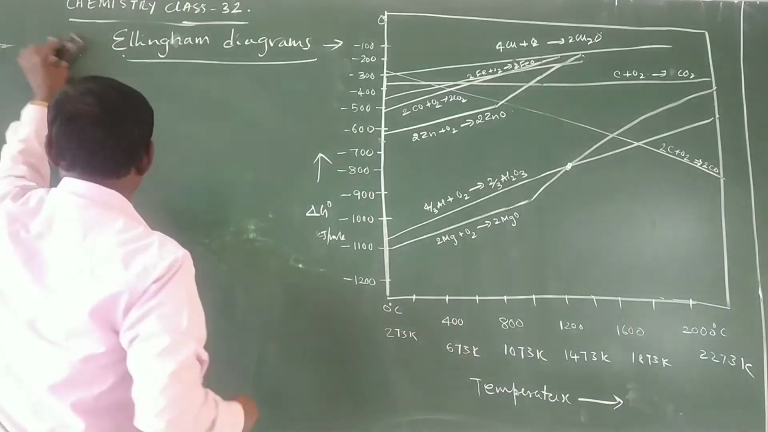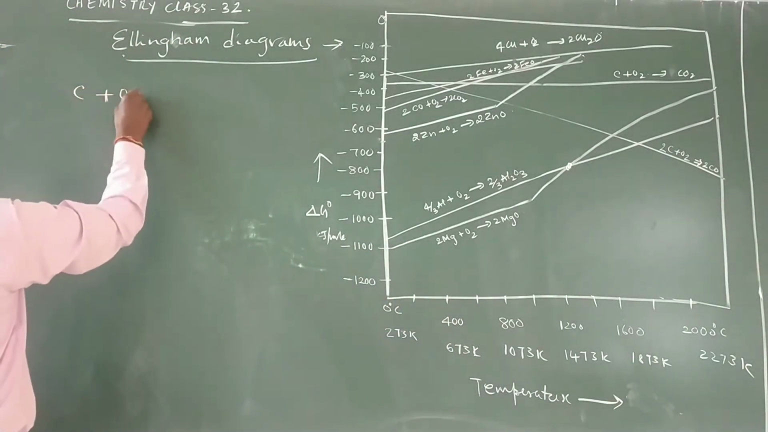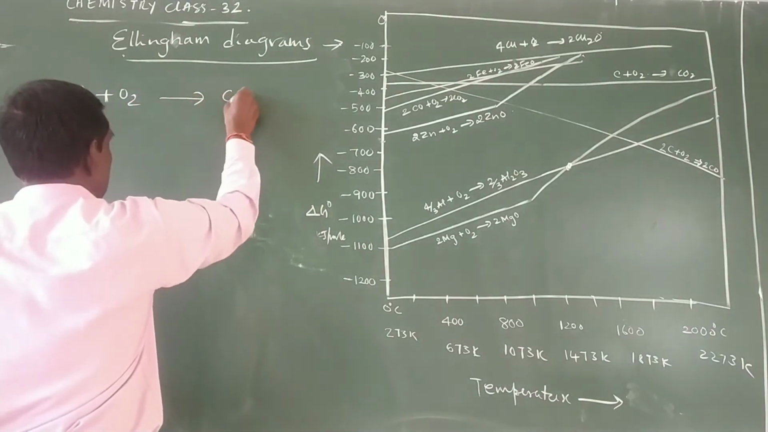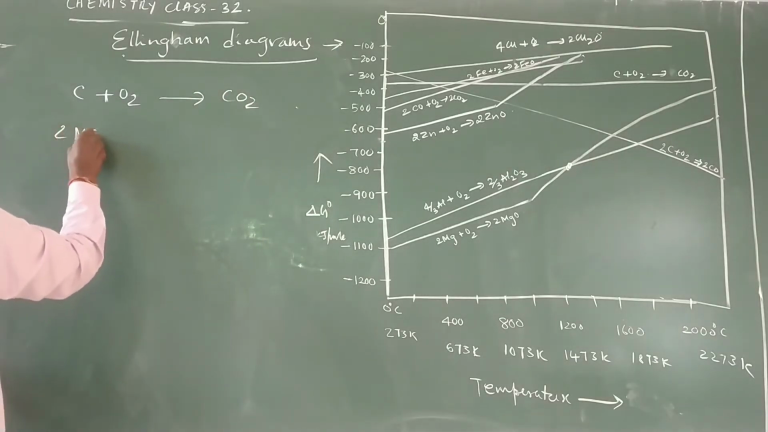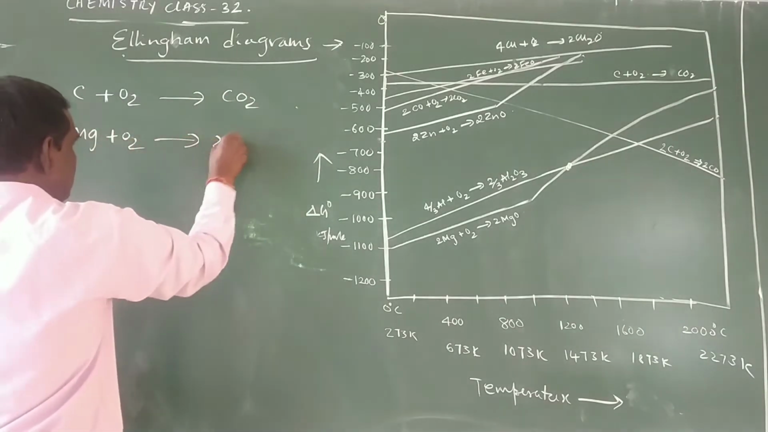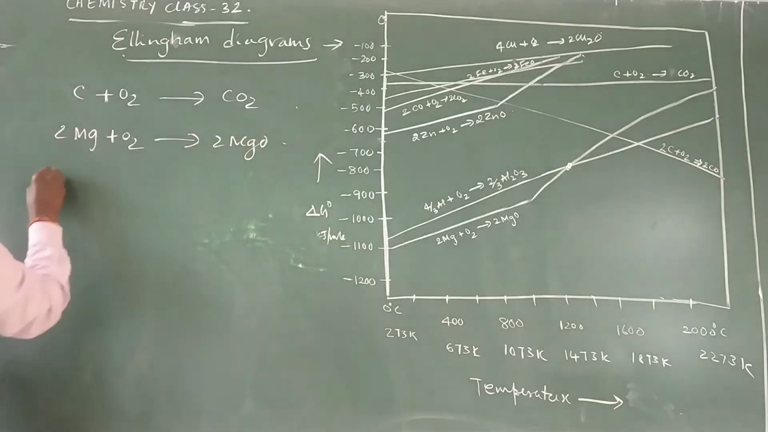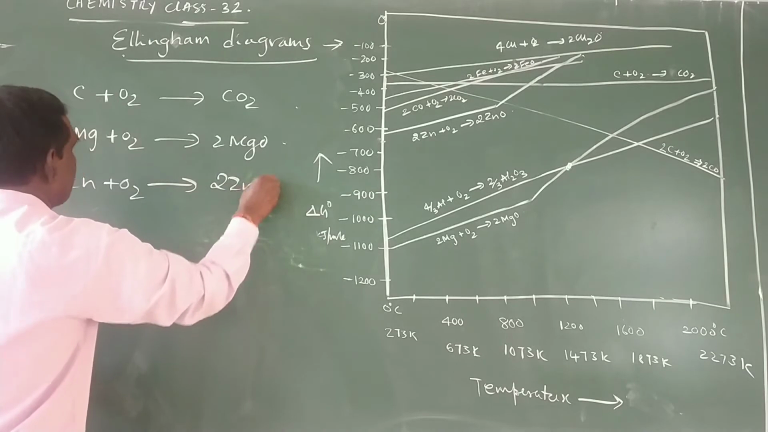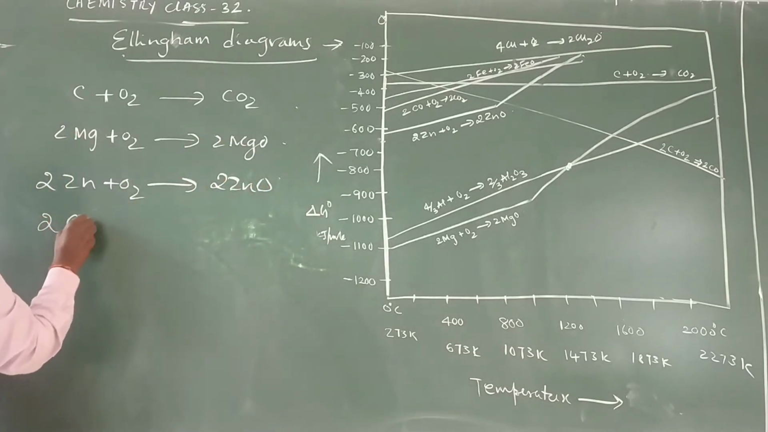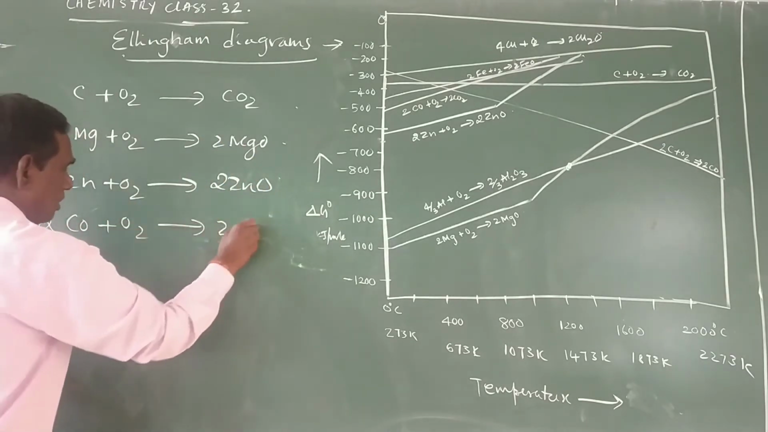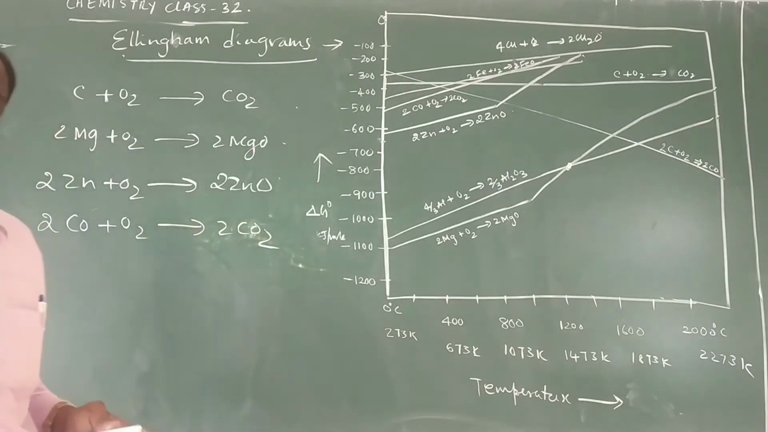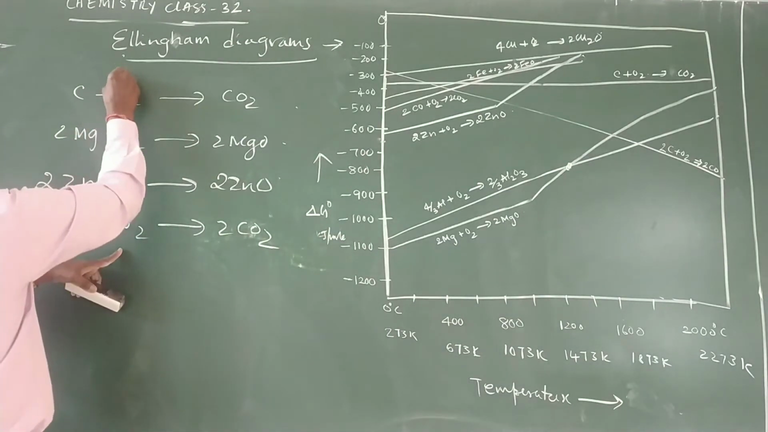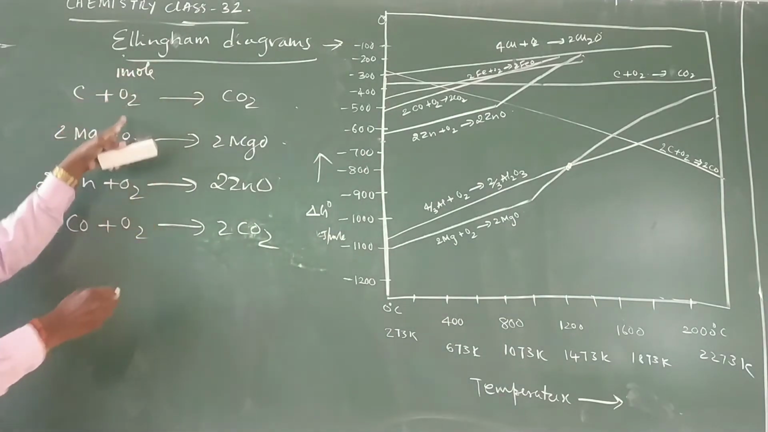Now let me write some examples. That is C plus O2 gives CO2. 2Mg plus O2 gives rise to 2MgO. 2Zn plus O2 gives 2ZnO. 2CO plus O2 gives 2CO2. Remember, for each and every oxide formation, you have to use only 1 mole of oxygen.